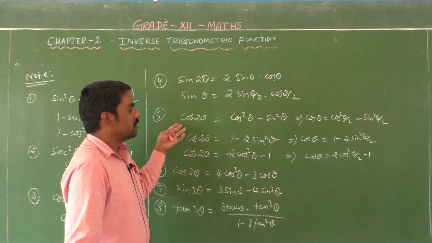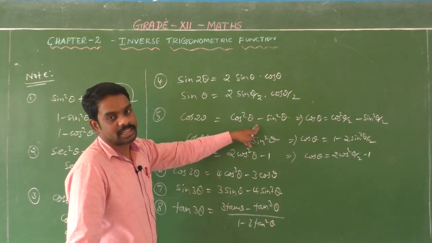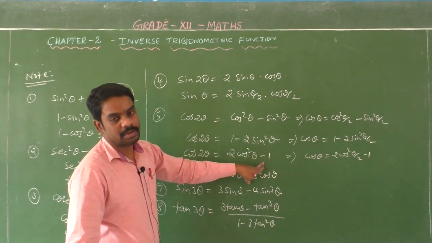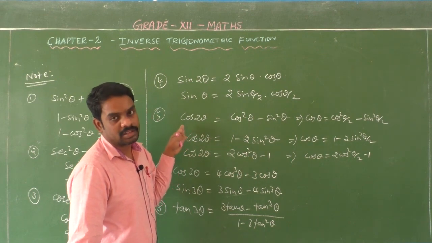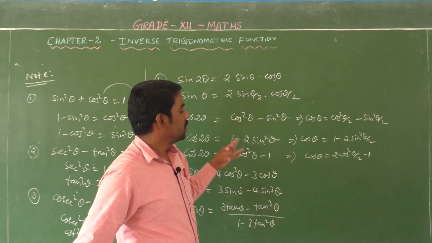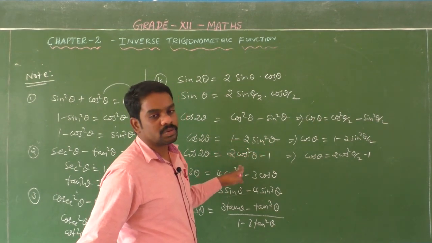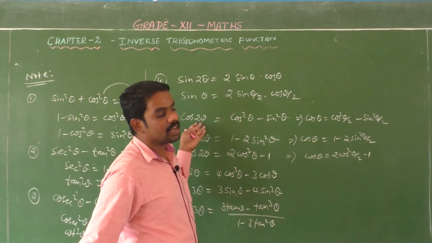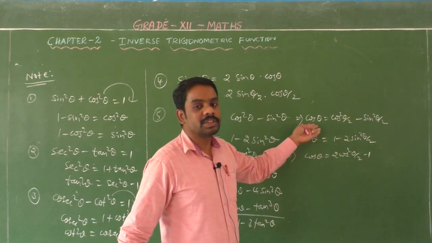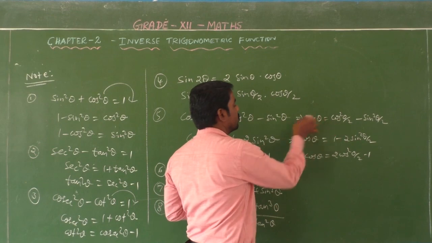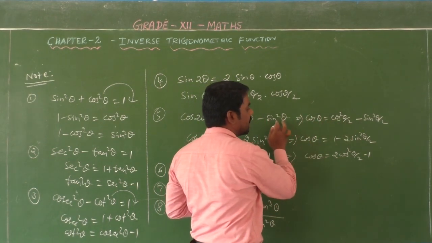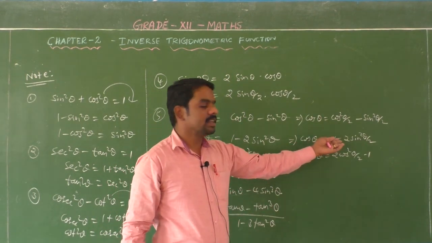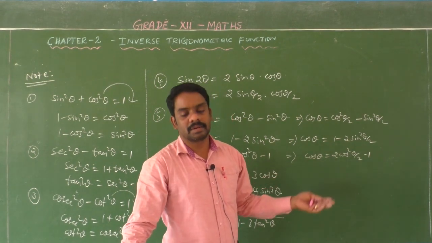Next, cos 2 theta. Cos 2 theta equal cos square theta minus sin square theta, or 1 minus 2 sin square theta, or 2 cos square theta minus 1. So the three results are the same for cos 2 theta. Which implies the half angle formula: cos theta is equal to cos square theta by 2 minus sin square theta by 2, or cos theta equal 1 minus 2 sin square theta by 2, and cos theta equal 2 cos square theta by 2 minus 1.